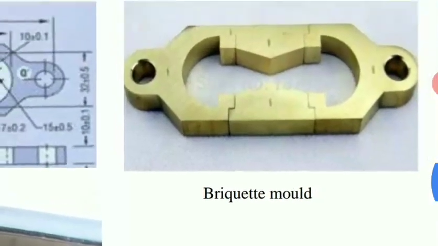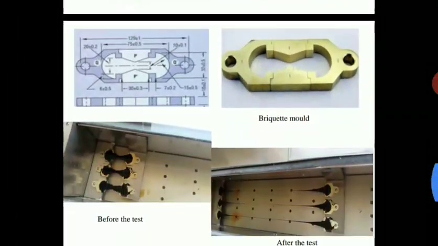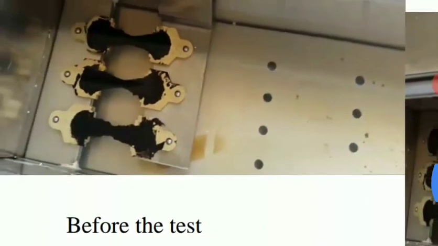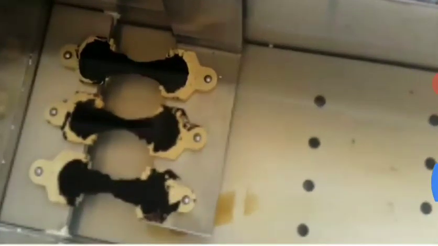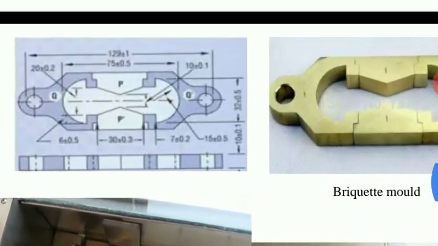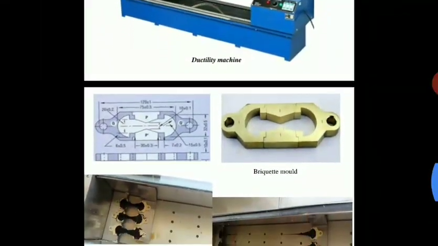This briquette mold has a certain distance between these clips. Here you can see the different arrangement of the clips before the test. You can see the three different briquette molds. The distance between the clips will be 30 mm, the length of the briquette mold will be 75 mm, and the width at the mouth of the clips will be 20 mm. They have given the individual briquette mold dimensions here, so as per this you can measure the dimensions.